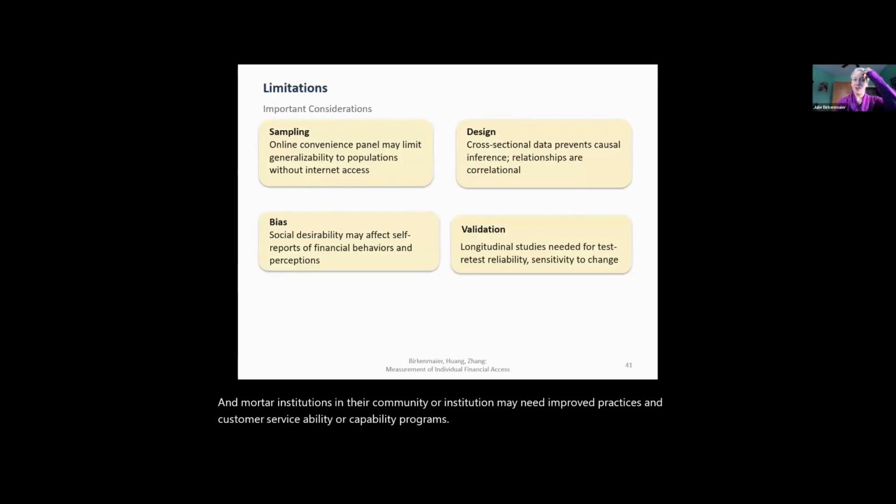So we want to mention, of course, as all research studies do, that this one has its limitations. As Jin mentioned, we used an online convenience panel in our data collection across two different surveys, which may limit some generalizability of our findings. Social desirability may affect the reports of financial behaviors and perceptions that we collected in our surveys. The project obviously relied on cross-sectional data collection, which prevents causal inference. And of course, as we have been mentioning, longitudinal studies are really needed for retest reliability and sensitivity to change.